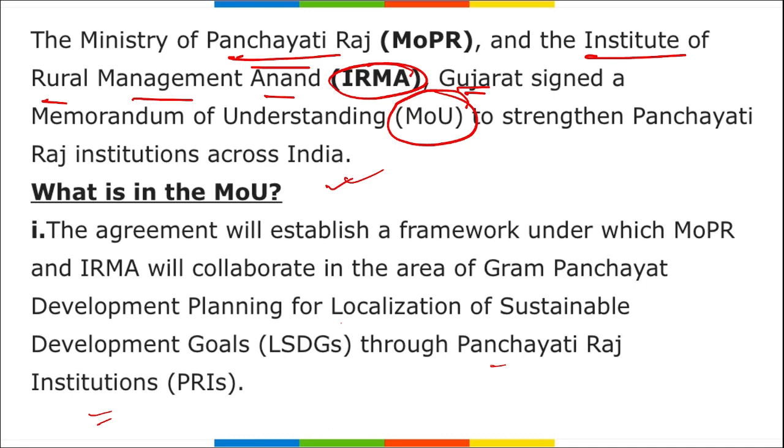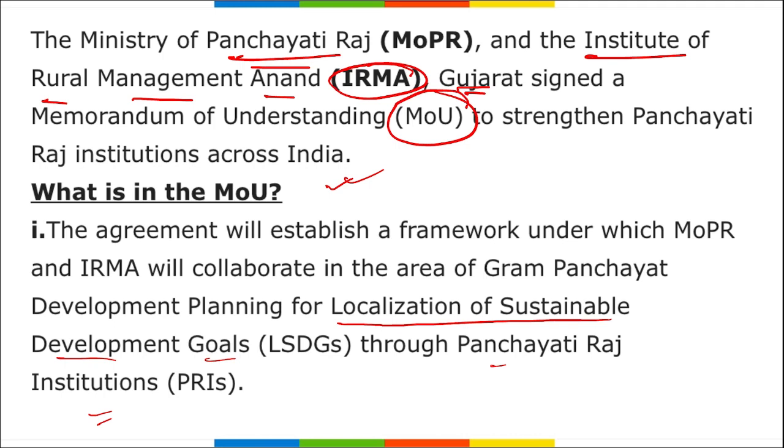There is a term that you need to remember: localization of sustainable development goals. What is localization of sustainable development goals? Basically it means we should work on the sustainable development goals at the grassroots level, that is, at the basic level in India, which comes from your rural areas. Highly important. Also remember, under this agreement both organizations will work together to find gaps and possible solutions for preparing the model Gram Panchayat development plan linked with localization of sustainable development goals.